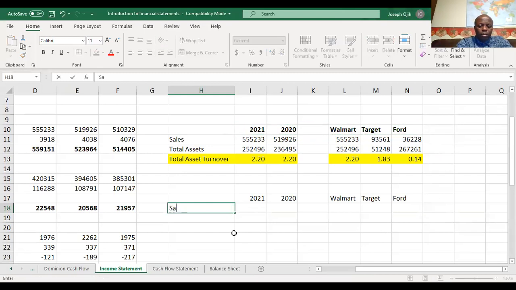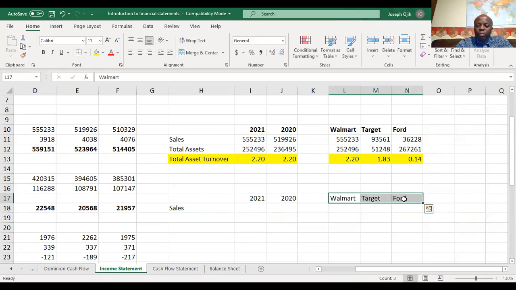Sales. We're just doing it for Walmart, so we're gonna remove all this. But I always recommend you do it for all the companies that you want to put your money in. Do the same ratio analysis for them, then you can compare and choose one. For example, based on what I have here, I will choose Walmart and Target. Then I will not choose Ford.